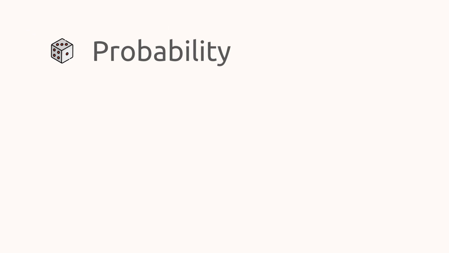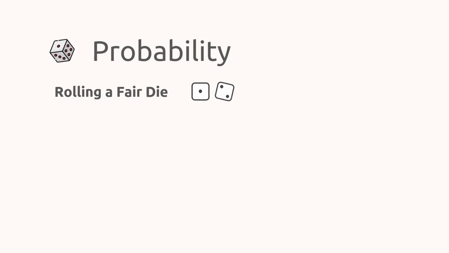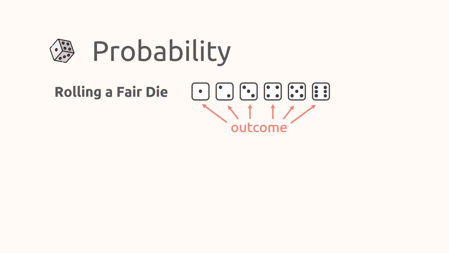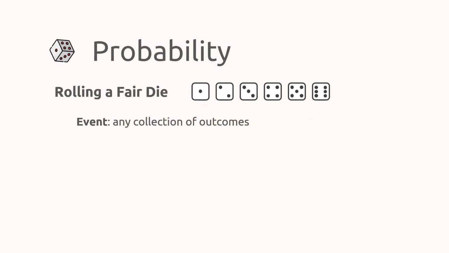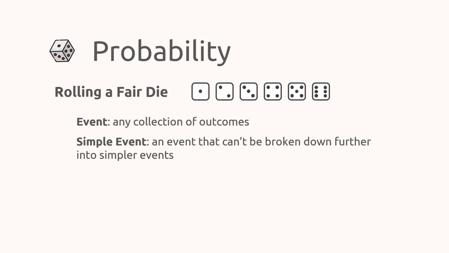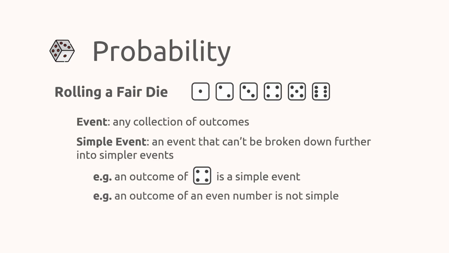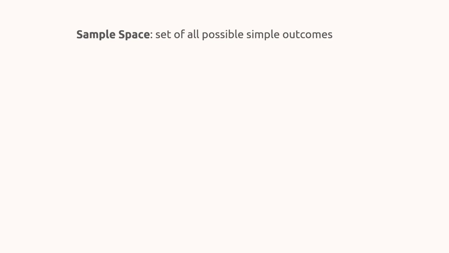Before we see what happens, let's talk about some basics of probability. Consider a procedure or experiment of rolling a fair die. The possible results are 1, 2, 3, 4, 5, and 6. Each of this is called an outcome, and any collection of the outcomes is called an event. A simple event is one that cannot be broken down into simpler events. For example, an outcome of 4 is a simple event. But an outcome of an even number is not simple because it can be broken into 3 simple events of 2, 4, and 6.